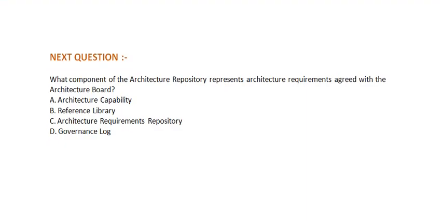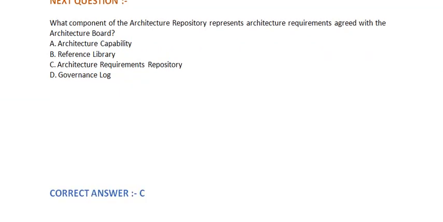Next question is, what component of the architecture repository represents architecture requirements agreed with the architecture board? Option A, architecture capability. Option B, reference library. Option C, architecture requirements repository. And option D, governance log. And the correct answer is option C.